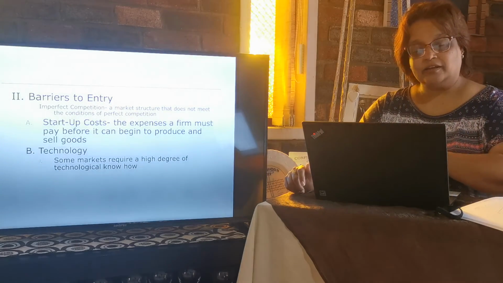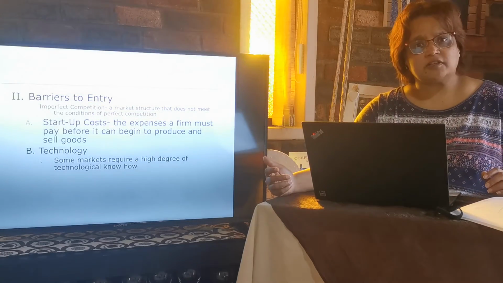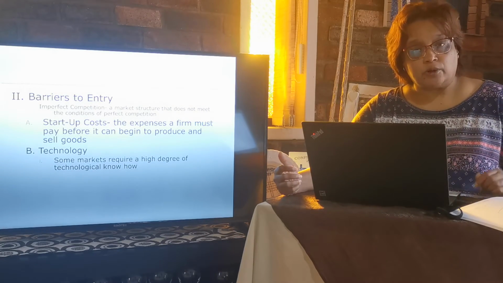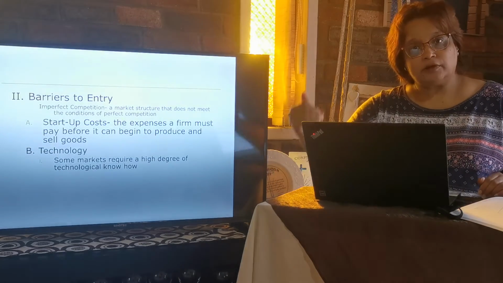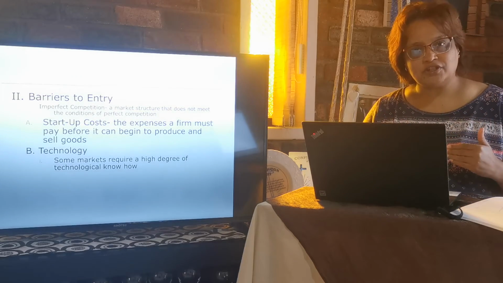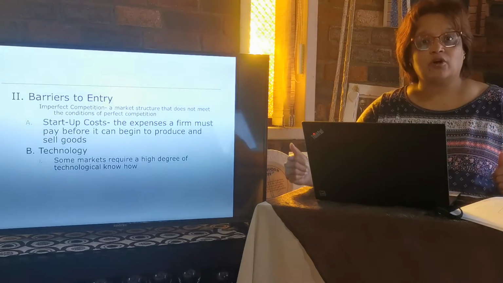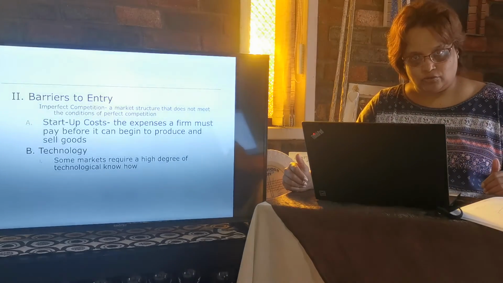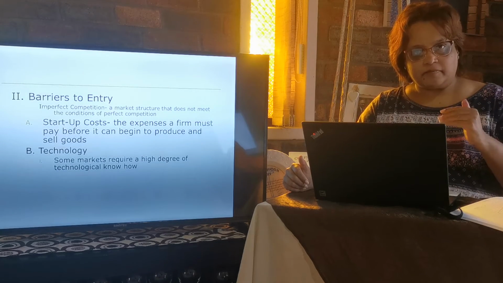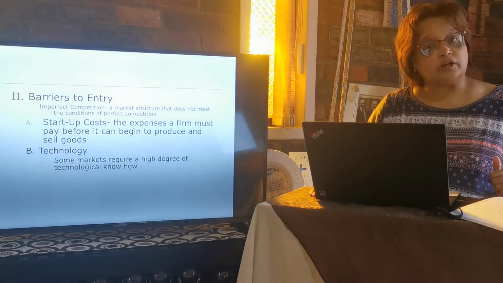Some markets require a high degree of technological know-how. If you're in competition, the faster, the better, the number of products that you can produce in a short period of time will put you in the front running of the race. Whereas if you are lagging behind with technology, you're going to be last in the row, and the other sellers are already trying to get the market share that you tried to get into. So those could be part and parcel of your barriers to entry. Firstly, startup cost, and the other one being technology or technological advances.